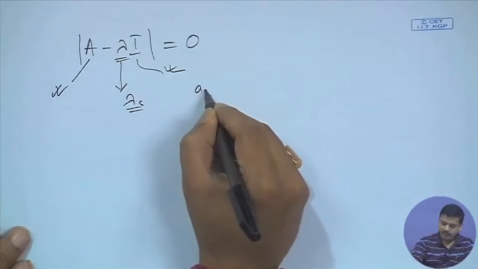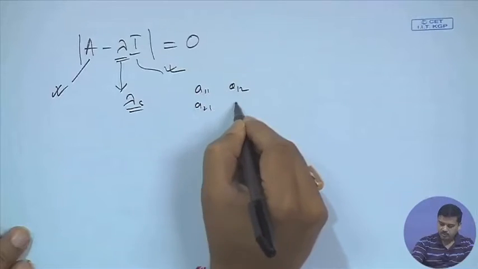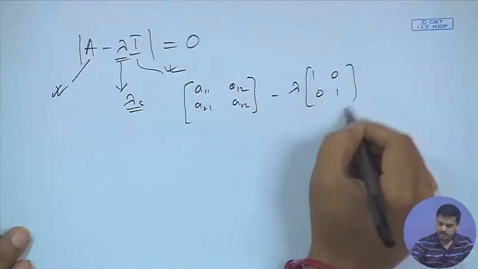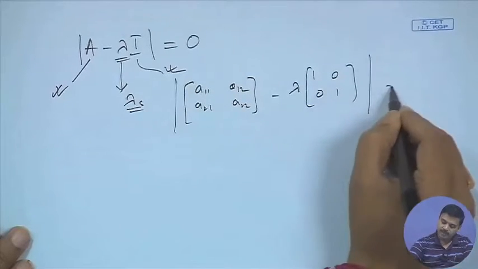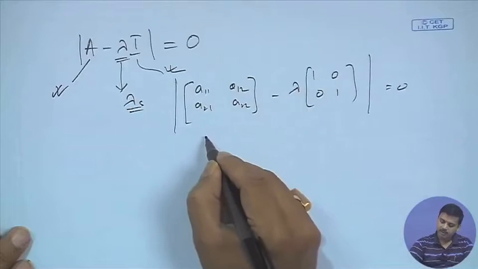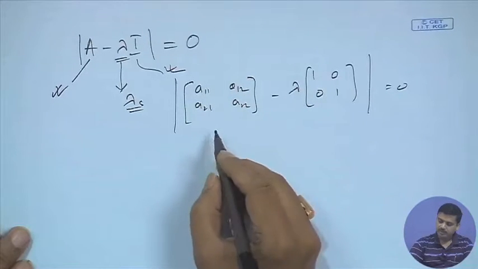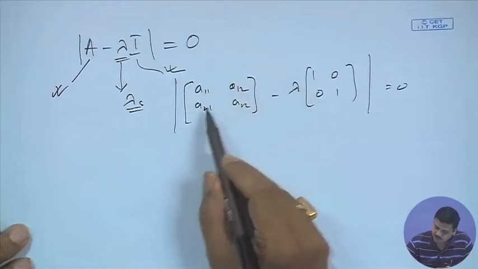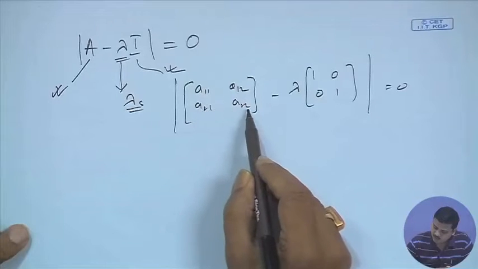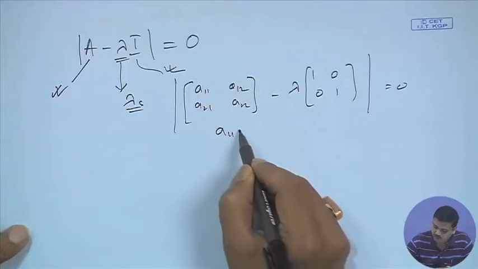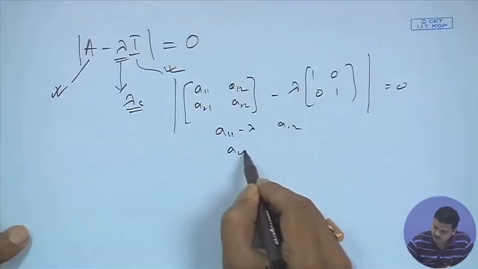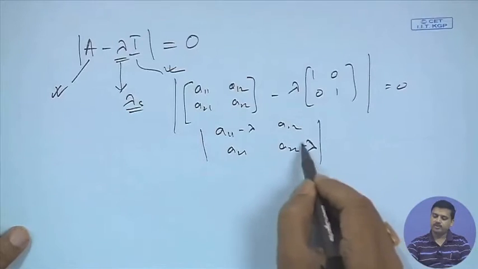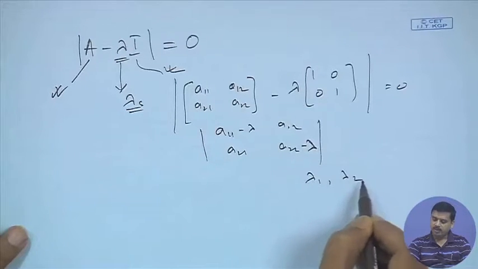If you take A as [A11 A12; A21 A22], minus lambda times [1 0; 0 1], and take the determinant of that, set equal to 0, you are going to get the solution for lambda. So basically what you have here is [A11 minus lambda, A12; A21, A22 minus lambda]. You take the determinant of this, set it equal to 0, and you are going to get a quadratic term. You are going to get two lambdas, lambda 1 and lambda 2.